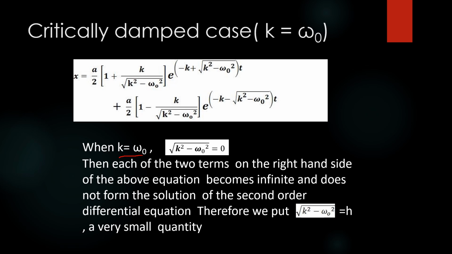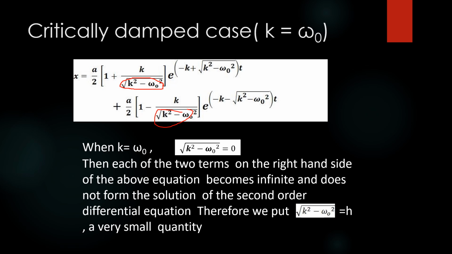So when k is equal to omega 0, root of k squared minus omega 0 square becomes equal to 0. If you look at the first term on the right hand side, here it is 0, therefore it is k by 0, so the first term becomes infinity. In the second term here it is 0, so it becomes 1 minus infinity. So we aren't getting a proper solution for the oscillation. We can't give any interpretation for the type of solutions that we are having in critically damped case.